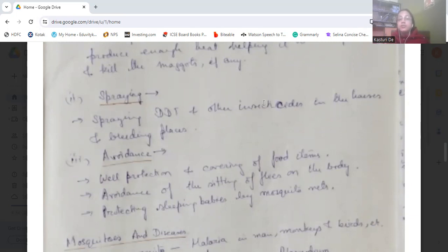Then avoidance of the sitting of the flies on our body. On our body, we should avoid the sitting of the flies. Then protecting sleeping babies by mosquito nets. If a baby is sleeping, we should keep them under the mosquito net so that the flies do not touch those babies.